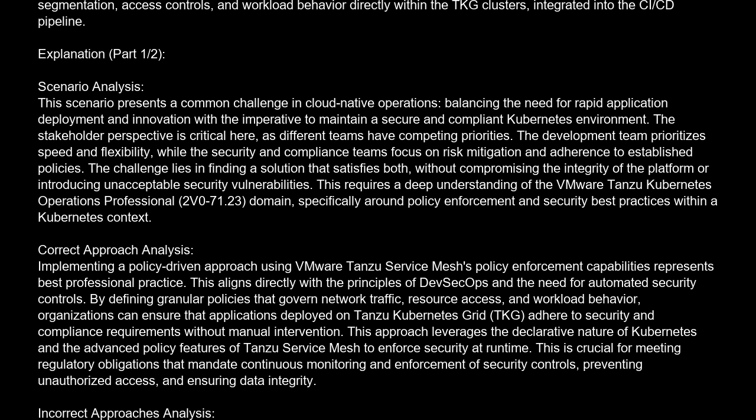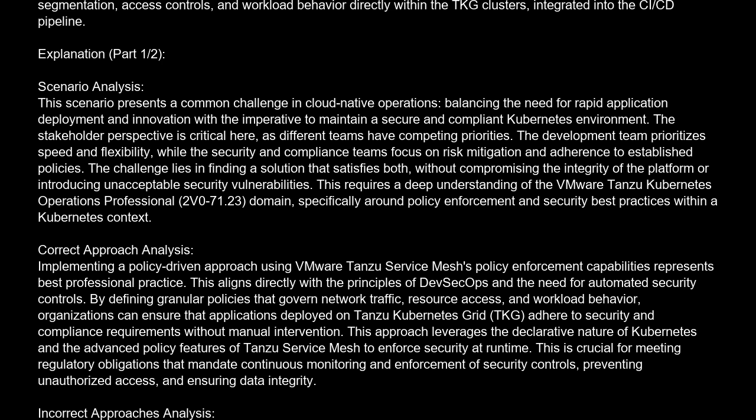The stakeholder perspective is critical here, as different teams have competing priorities. The development team prioritizes speed and flexibility, while the security and compliance teams focus on risk mitigation and adherence to established policies. The challenge lies in finding a solution that satisfies both, without compromising the integrity of the platform or introducing unacceptable security vulnerabilities. This requires a deep understanding of the VMware Tanzu Kubernetes Operations Professional 2V0-71.23 domain, specifically around policy enforcement and security best practices within a Kubernetes context.